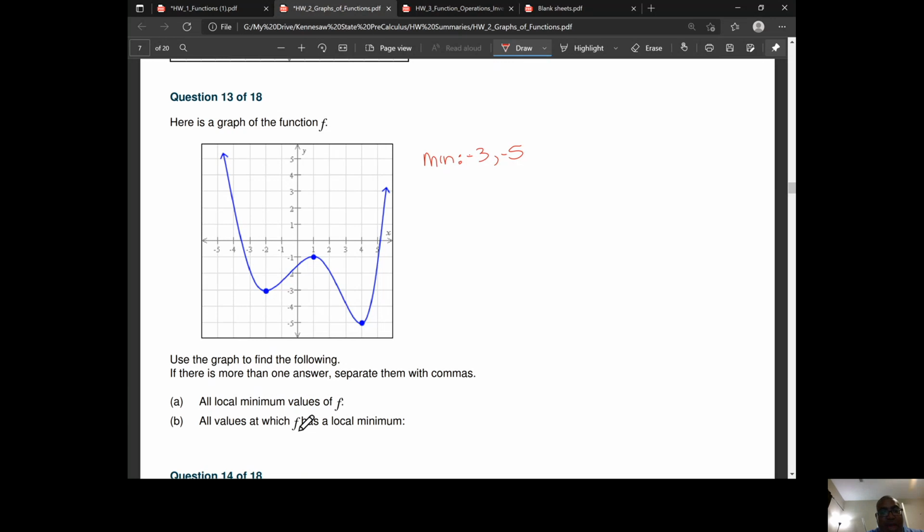B, all values at which it has a local minimum. It has a local minimum at -2. There's a local minimum at 4. So A should be -3, -5. And B should be -2 and 4. Reading the question is important, as I demonstrated earlier.